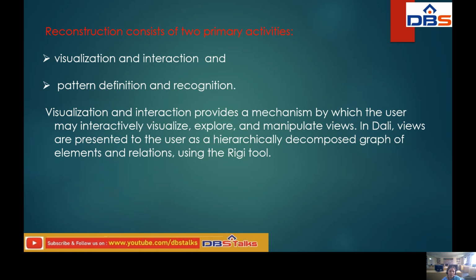Now here, visualization and interaction provides a mechanism by which the user may interactively visualize. That is the main thing, the user's point of view. The user interactively visualizes the particular information, so they are using this visualization and interaction mechanism.